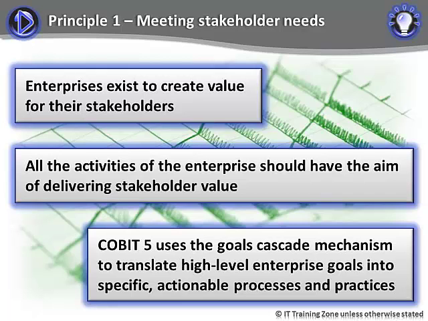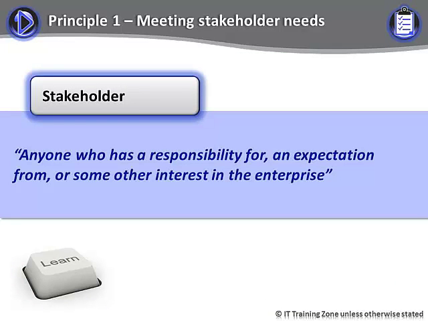For example, citizens are stakeholders in their local fire department, but the value they expect is not financial. All the activities of the enterprise should have the aim of delivering that stakeholder value, though not at any cost. We'll explore this later. COBIT 5 uses the goals cascade mechanism to translate high-level enterprise goals into specific actionable processes and practices. COBIT 5 defines a stakeholder as anyone who has a responsibility for, an expectation from, or some other interest in the enterprise.